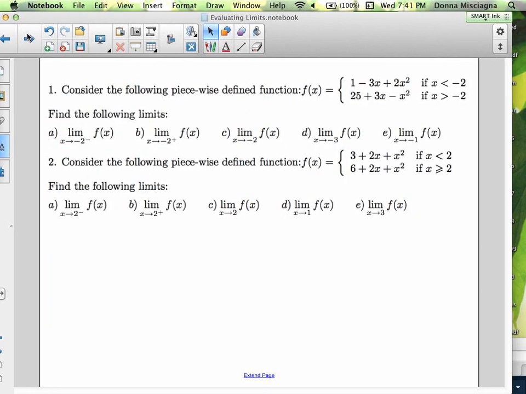All right, so here we're going to find some more limits. Nobody says we have to find them always just at the endpoints. We could find them someplace else. A couple of these have it someplace else. So consider the following piecewise defined function: 1 minus 3x plus 2x squared, if x is less than negative 2, and 25 plus 3x minus x squared if x is greater than negative 2.